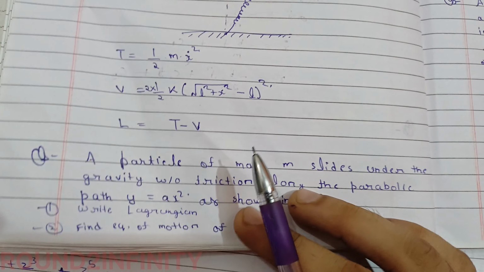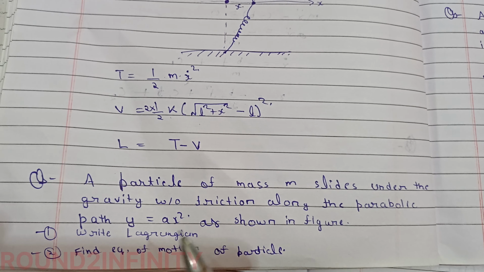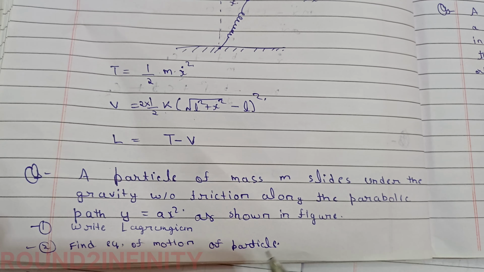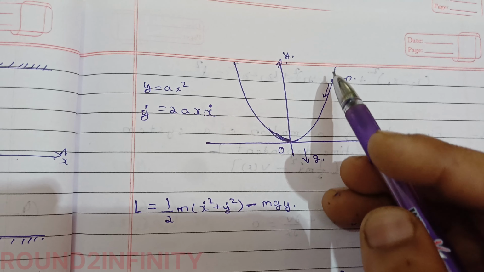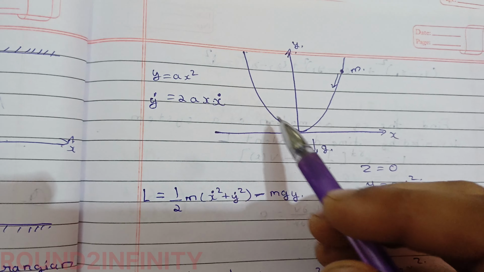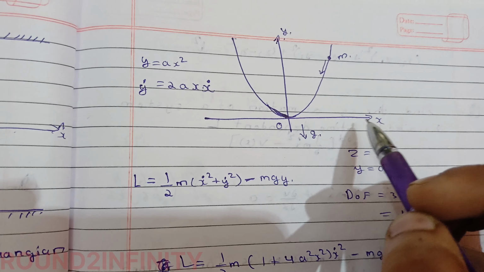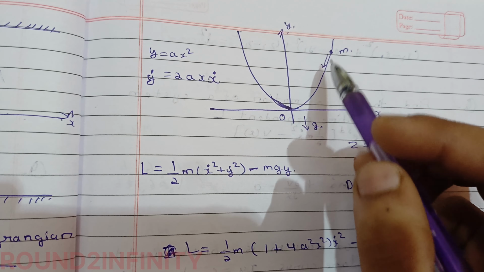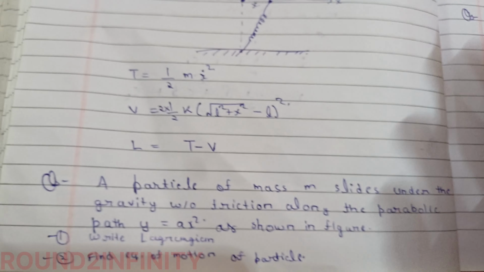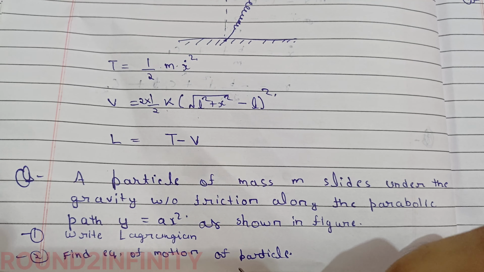Now let's see one more question. A particle of mass m slides under gravity without friction along the parabolic path y equal to a x square as shown in the figure. So in this figure, a particle is just slipping on this parabolic path without friction under gravity, and this is our reference axis. So the particle is moving on this, y equal to a x square. Now we need to find the Lagrangian for the system and the equation of motion of the particle.